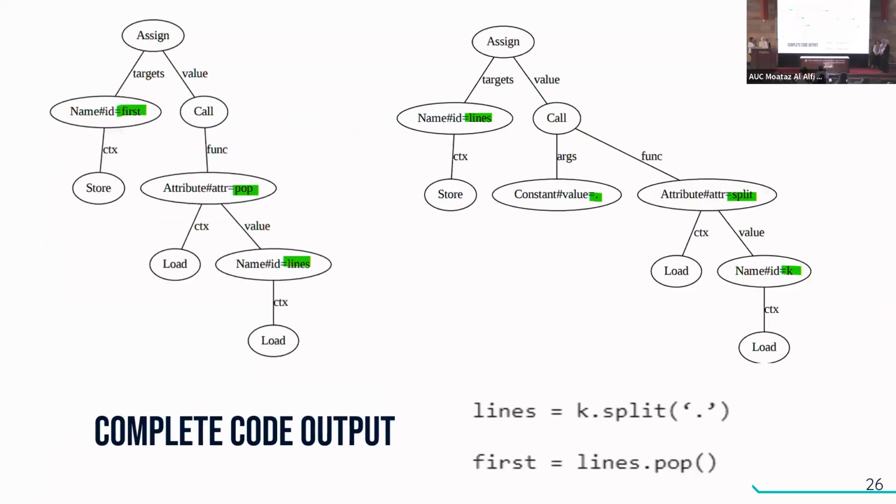So finally, we have a complete tree, and then when we convert this tree back into code, we get a complete code example with the most representative variable names, and it gives the user an indication of how to use the split API along with the pop API.